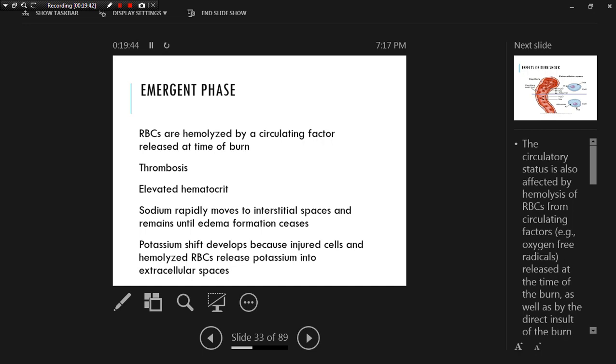We're also going to see the sodium rush out of the vascular space initially in the emergent phase. So these patients are at risk for hyponatremia.